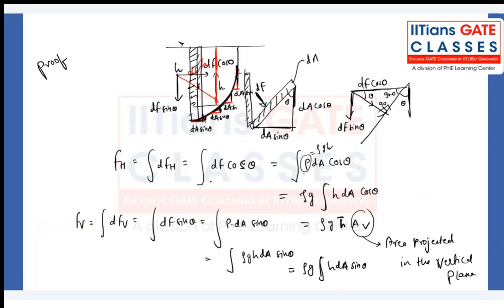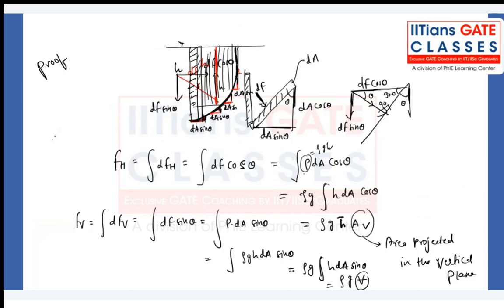H into dA sin theta. You are integrating over all the curved surface. So you will be getting this, or not? Complete area means complete volume. Check it out: height into dA. You will be getting rho g into the complete volume up to the free surface. Check it out. What about h dA sin theta?